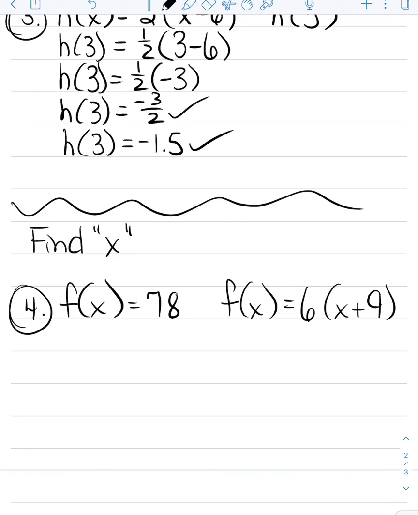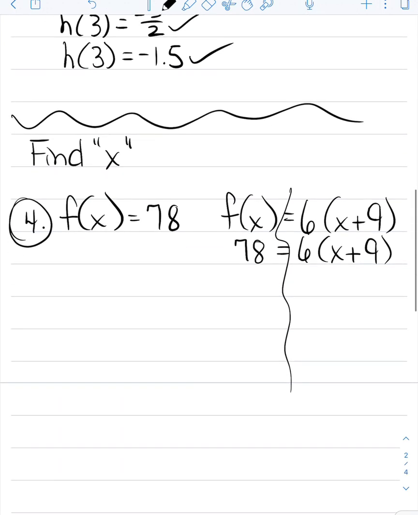So what you're going to do is substitute the 78 in place of the f of x, and then you're going to use what you know about solving equations. Now, typically I had you flip this, but I like the challenge of working these backwards, so I'm just going to leave it in this section.